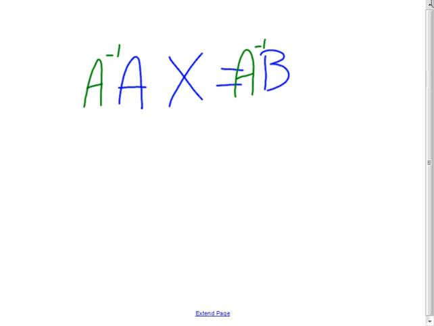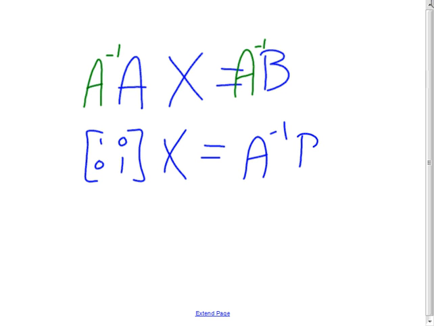Well, the inverse of A times A, as I showed you in the inverse video, is 1, 0, 0, 1. And that's multiplied by this X matrix. And that equals the inverse of A times B. When you're doing division and you get 1 times X, do you leave 1 there? No, it's just X. Same thing here. The identity matrix times X is just X.